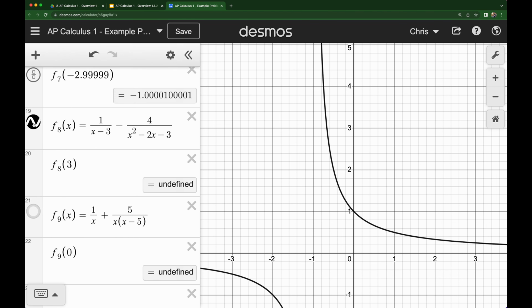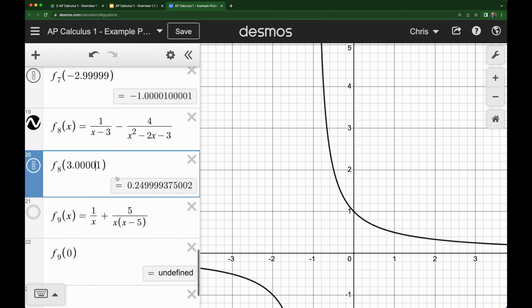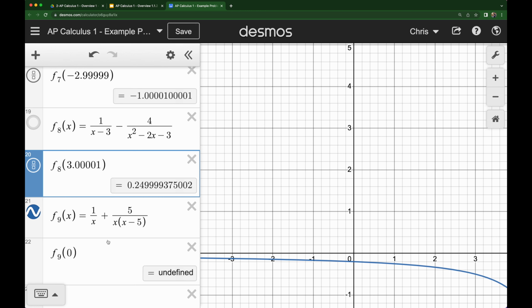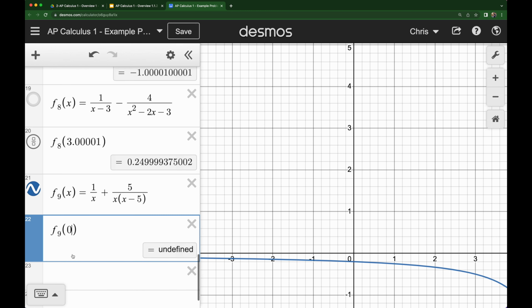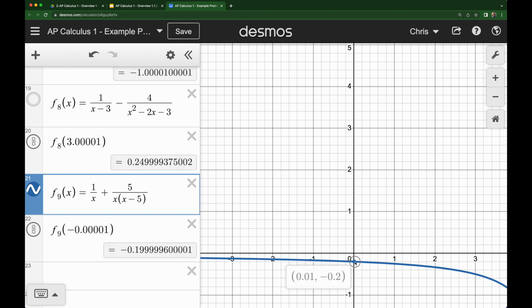Number 8, you plug in 3, it doesn't work. Plug in 0.1, put a bunch of zeros, you get 1/4 there. The last one, same kind of thing. Plugging in 0 doesn't work, but just do 0.1 with a bunch of zeros at the end of it. You get -1/5. You can make it negative to see that it matches on both sides. Just look at the graph here as well and see.